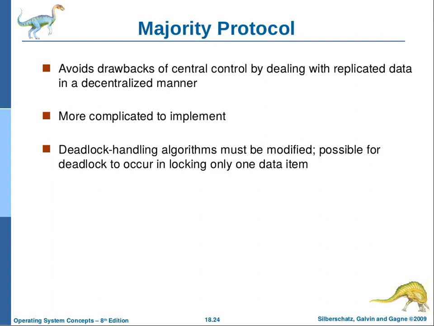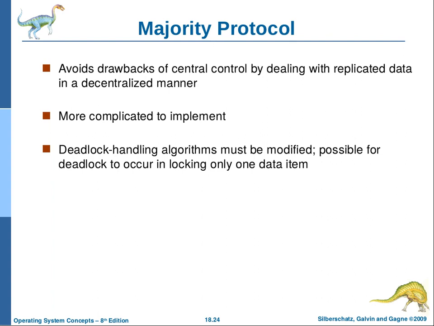Majority protocol. Someone wants to have the lock. Did they actually go into the steps? No. All right. Someone wants the lock. P1 wants the lock. Everyone votes whether he gets it or not, and if he gets the majority, he wins. What do they vote based on?